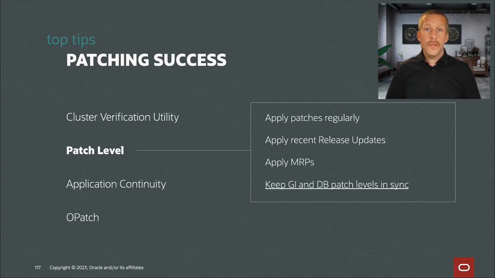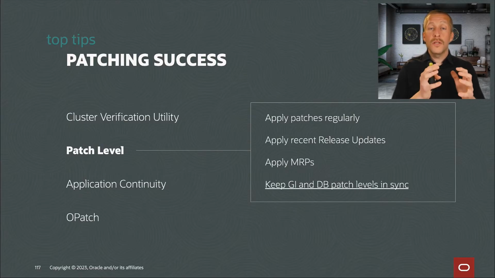The second tip is about patch level. Like with the database, you should patch grid infrastructure regularly. You should apply release updates and put MRPs on top. Also, I recommend that you keep the GI and database patch level in sync. So if you patch GI to 19.19, you also patch your database to 19.19.